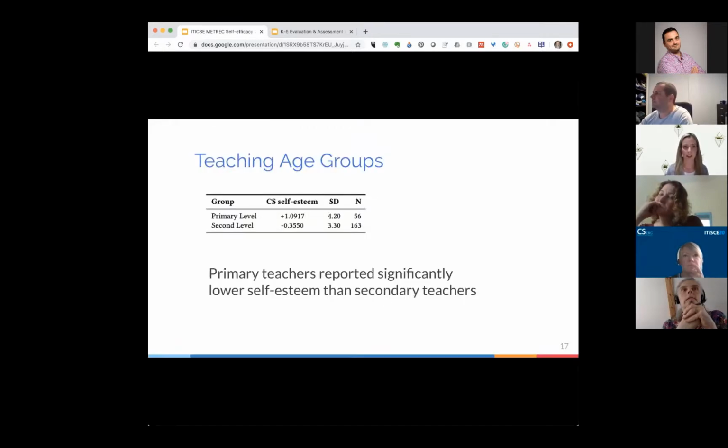So looking at teaching age groups, we found that primary teachers reported significantly lower self-esteem than secondary teachers, and we know that for many teachers in primary years this is a brand new subject. Future studies could look at comparing different CS knowledge required for those year levels and determining the depth of content required, as well as their prior exposure, qualifications, and many other factors that might influence those differences.